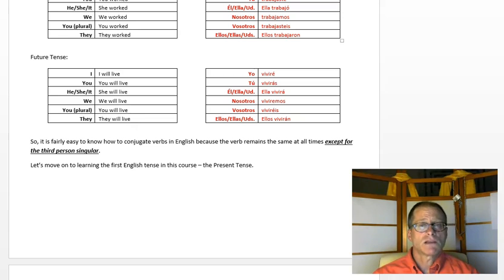So the English is really quite simple in the basic present tense, the basic past tense, and the future tense. So it is fairly easy to know how to conjugate verbs in English because the verb remains the same at all times except for the third person singular in the present tense. Let's move on to learning the first English tense in this course, the present tense.